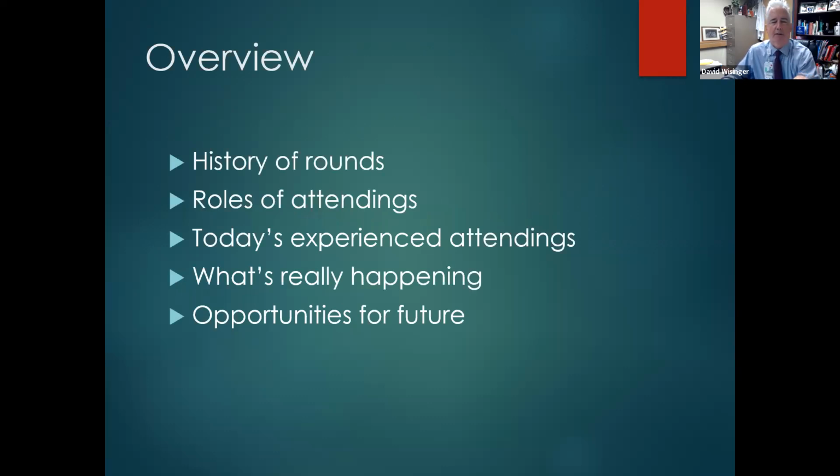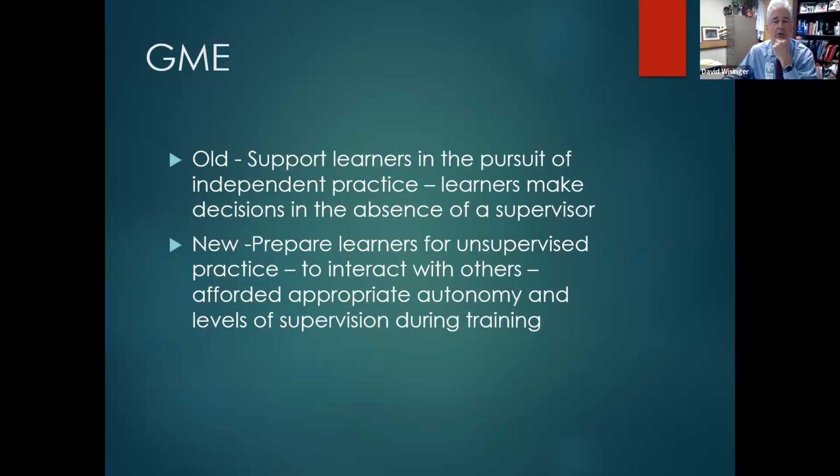So we're going to talk about the history of rounds, the roles of attendings, the difference between the different generations that are out there performing faculty-directed teaching, what we think is happening, what probably really is happening, and certainly what we can do going forward.